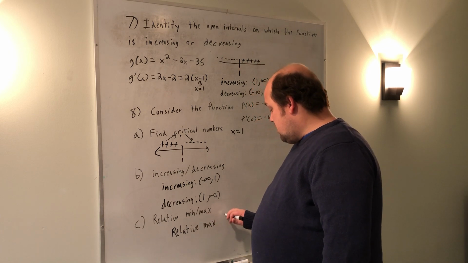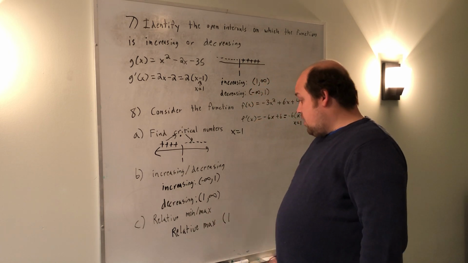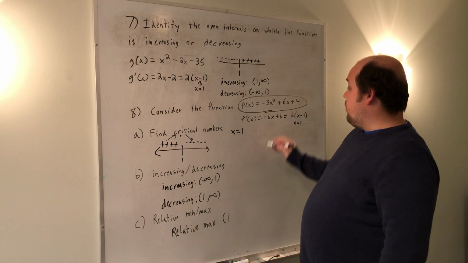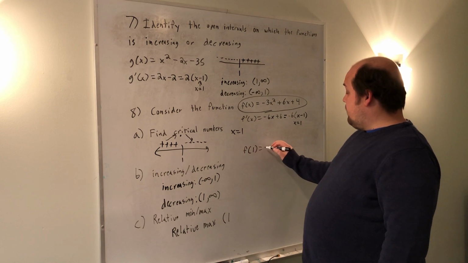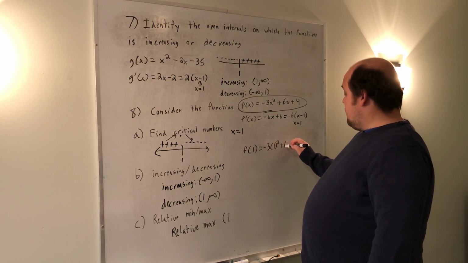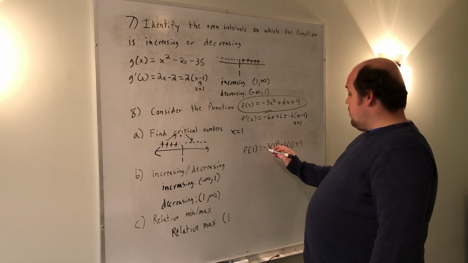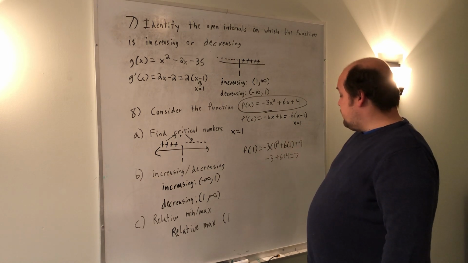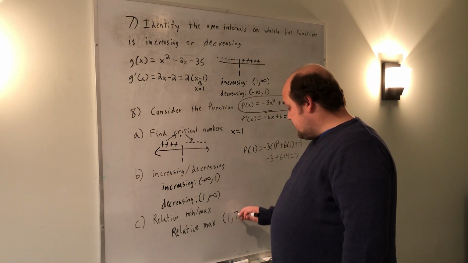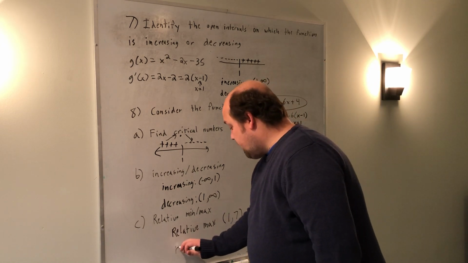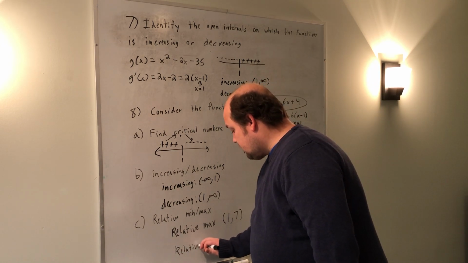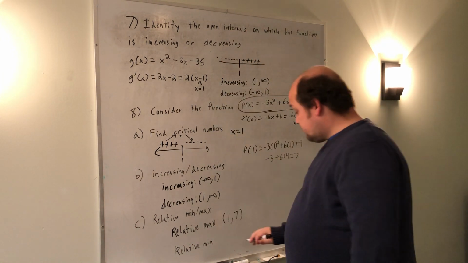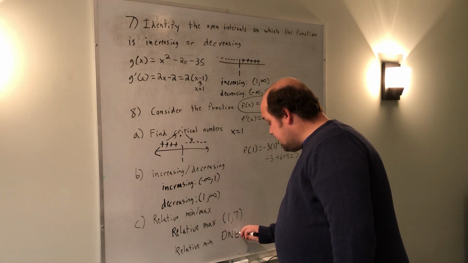max at x equals 1, and then I need to find what the associated y is by plugging back into this original formula. To find f of 1, I would do negative 3 times 1 squared plus 6 times 1 plus 4. This becomes negative 3 plus 6 plus 4, which gives me a final answer of 7. So there's a relative max at (1, 7). As far as the relative min, there was no place on our number line where it was decreasing then increasing. So the relative min does not exist.